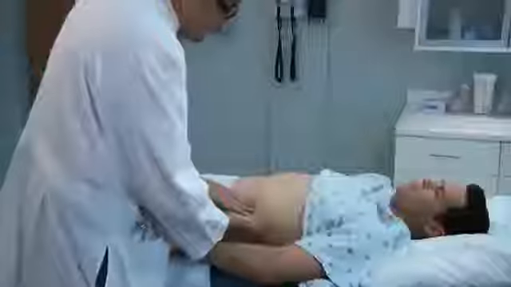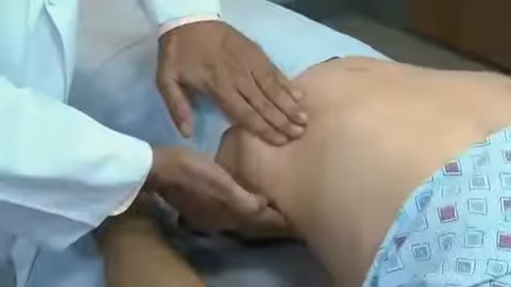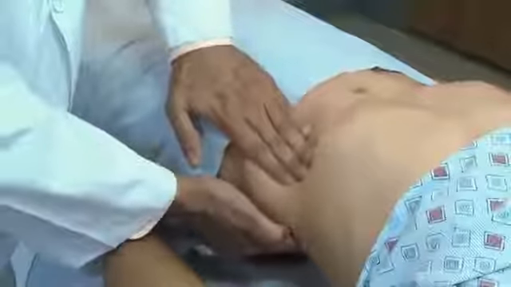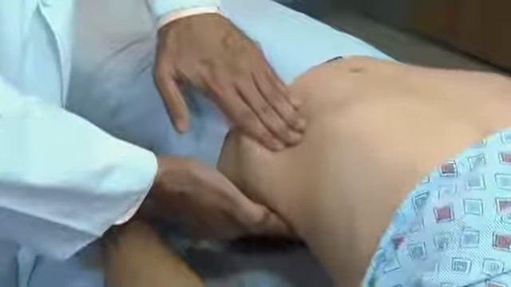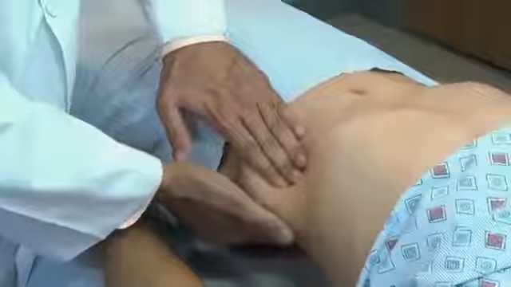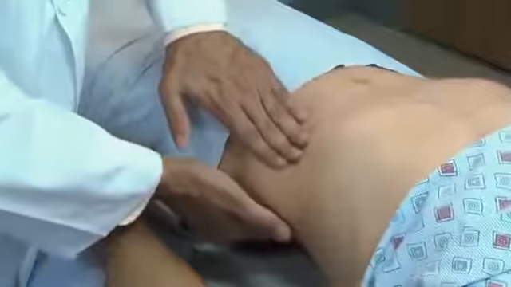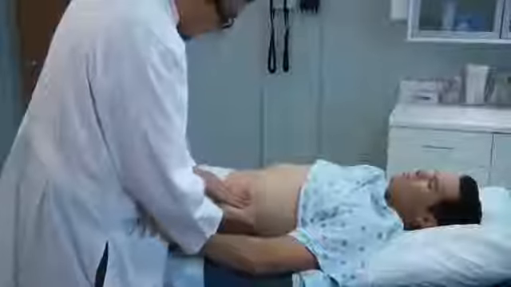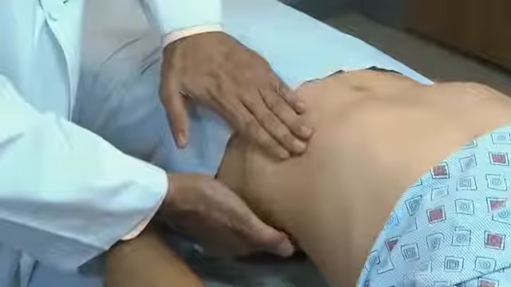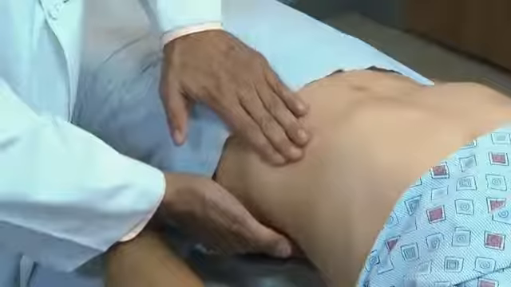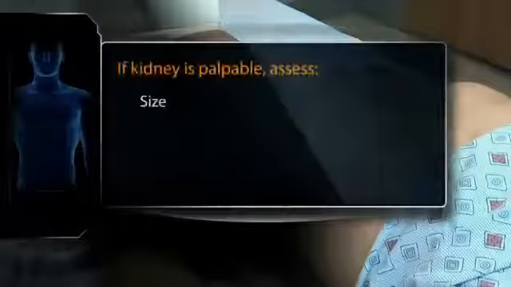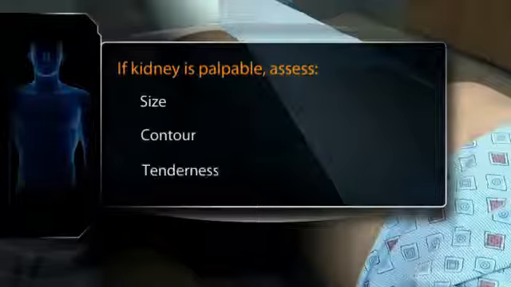Now ask the patient to take a deep breath. At the peak of inspiration, press your left hand firmly and deeply into the left upper quadrant, just below the costal margin, and try to capture the kidney between your hands. Ask the patient to breathe out and then stop breathing and hold your breath. Slowly release the pressure of your left hand, feeling at the same time for the kidney to slide back into its expiratory position. If the kidney is palpable, assess its size, contour, and any tenderness.